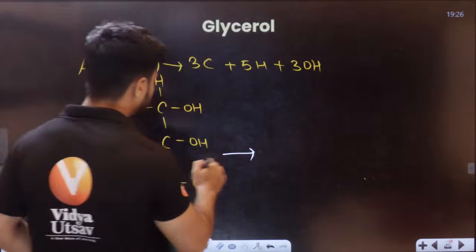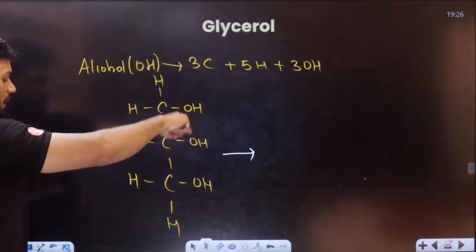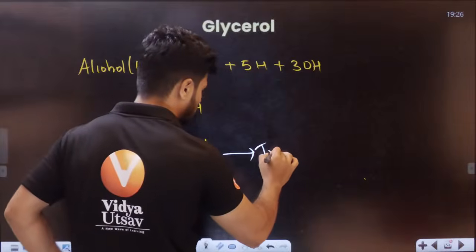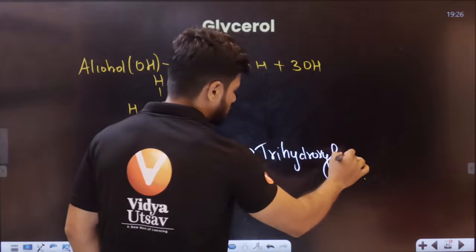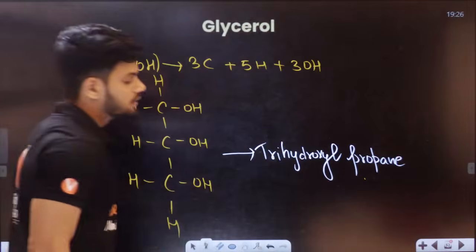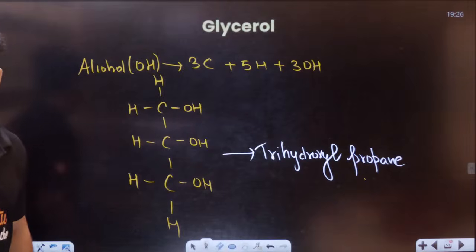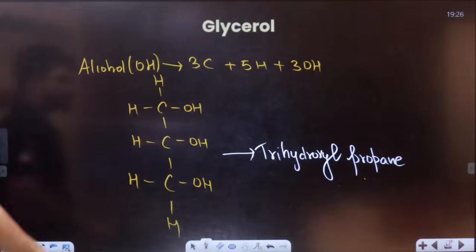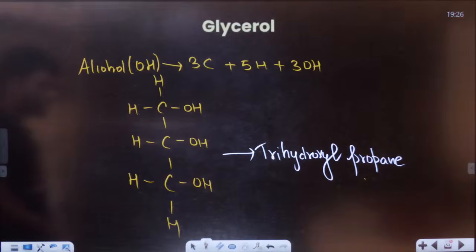This is the structure of glycerol. It is also called trihydroxyl propane, students. Trihydroxyl propane, a tri-basic alcohol. Trihydroxyl propane it is called. That is the other name of glycerol, students.